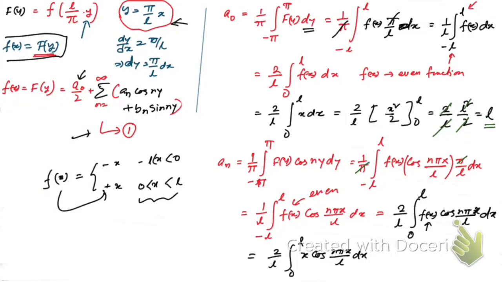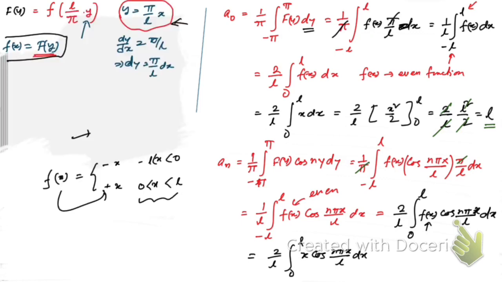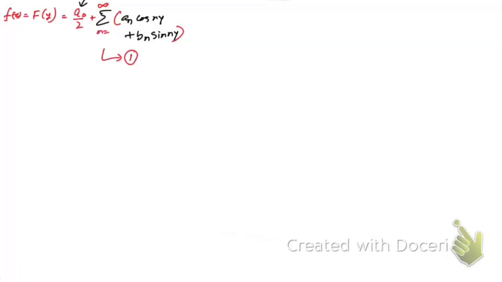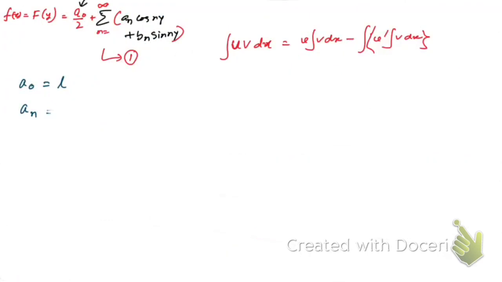Let me rewrite equation number 1 in the new slide. I have written equation number 1, and we have already got a0 equal to L. Now we are calculating an. Let me write this result on the other side. The value of an we had got is (2/L) ∫ from 0 to L of x cos(nπx/L) dx.